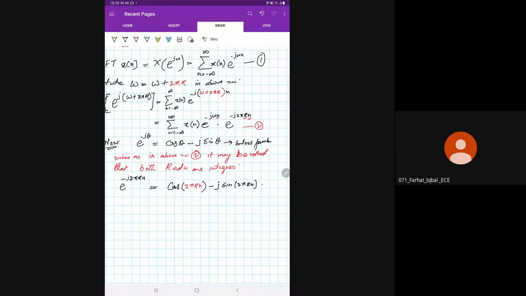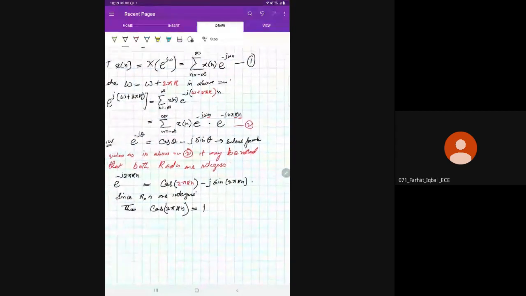So this is e raised to the power j theta from Euler's formula, and I have separated this thing. Now see, since k and n are both integers, what is cos of 2 pi kn? Cos of 2 pi kn will be equal to 1.